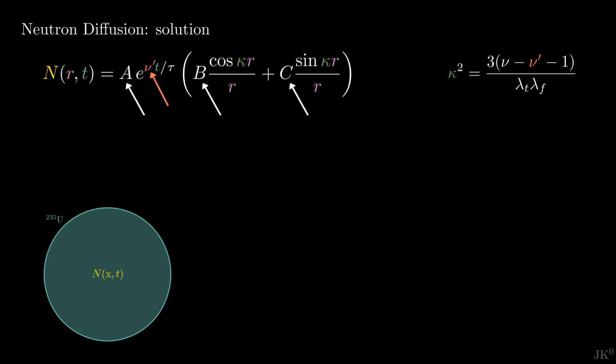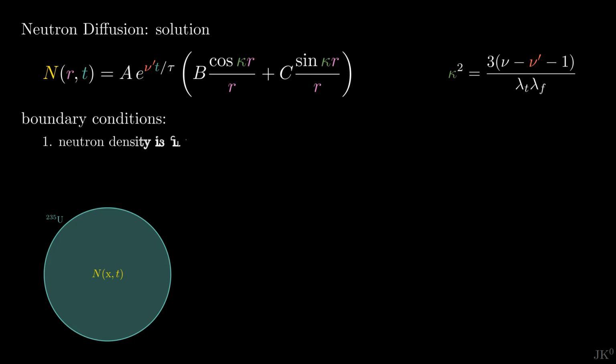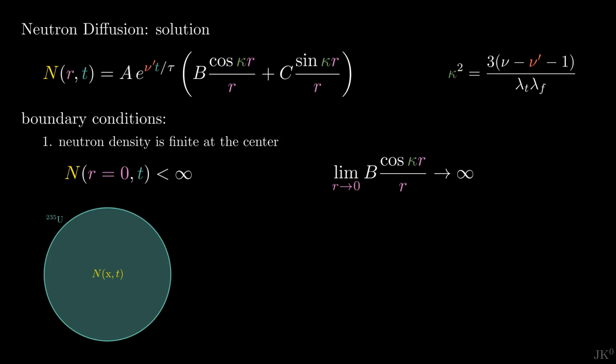Now we impose the boundary conditions. What we have written on the top is a function that mathematically solves the neutron diffusion equation. Now we need to restrict to only those solutions that make physical sense. The first boundary condition is that the neutron density cannot be infinite at the center. If we take the limit of r going to 0 of the cosine term, we find that it will diverge. If you ever studied limits and thought that you would never use them, well, they come up every time you want to solve differential equations.